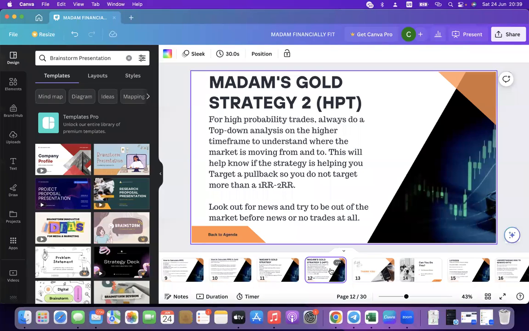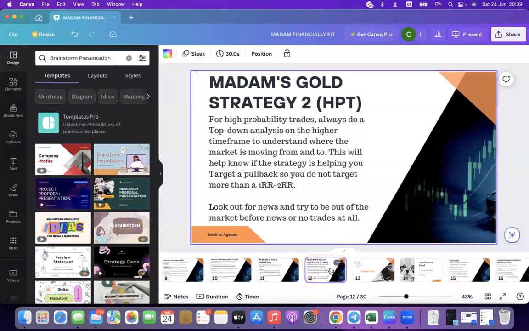All right. So I have to know the direction of the market by doing a top-down analysis. Then I know that if my strategy is going to target a pullback, I shouldn't be looking for a big target. I will just use my 1:2. So 1RR or 2RR, 1:1 or 1:2.